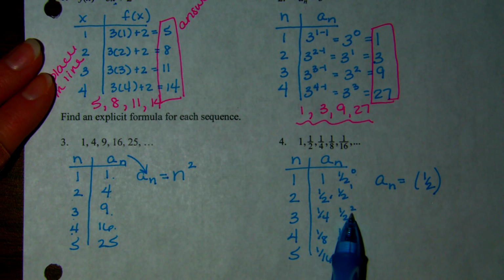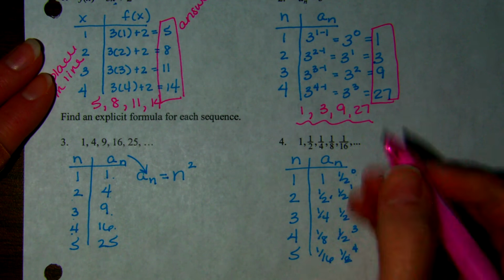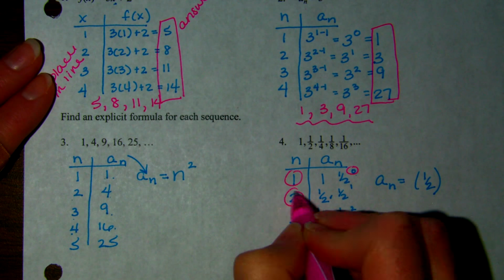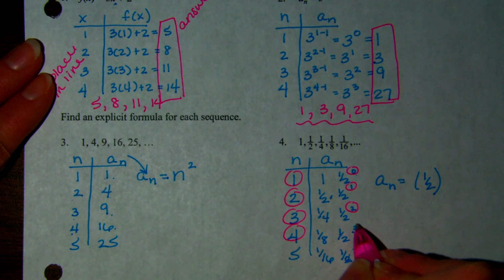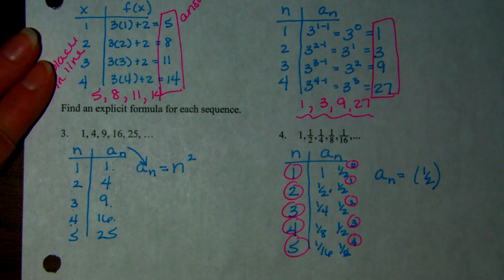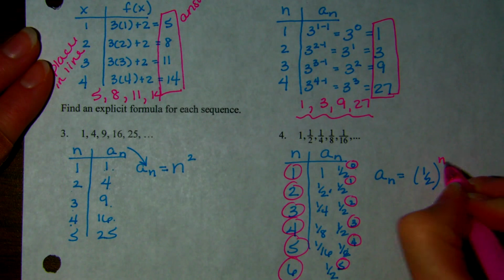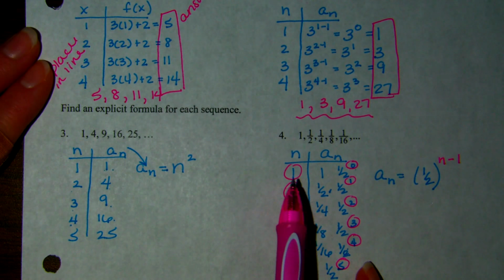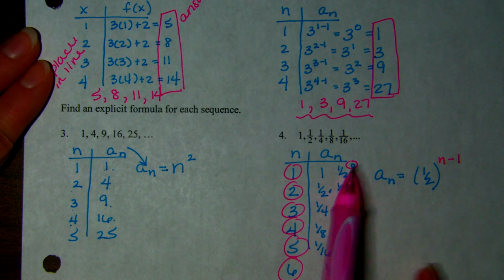How do I get from a position of 3 to a power of 2? If you start looking at the relationship there, 1 to 0, 2 to 1, 3 to 2, 4 to 3, 5 to 4, we can predict the next term, which would be 6 and 1/2 to a power of 5. The relationship between the position in line and the actual term is that it is 1/2 to the n minus 1.